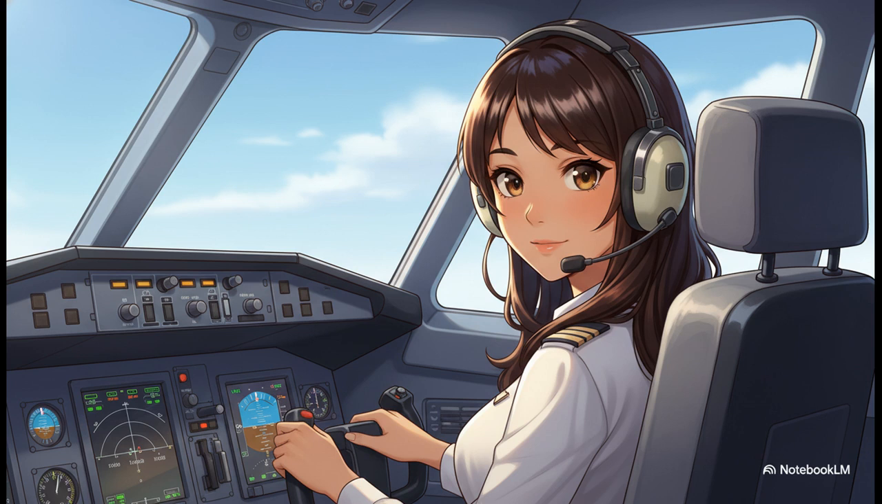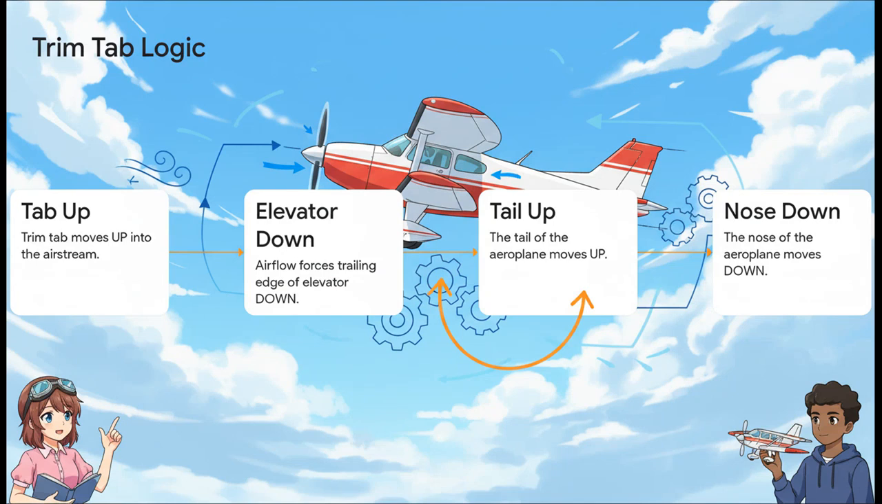Thankfully, trim systems aerodynamically assist our flight controls, so we don't have to hold constant, exhausting pressure on the yoke. Let's see how they actually work. The most critical thing here is understanding the logic of a basic trim tab. It's a small, hinged surface on the trailing edge of the elevator. To hold the elevator in place, the trim tab actually moves in the opposite direction.